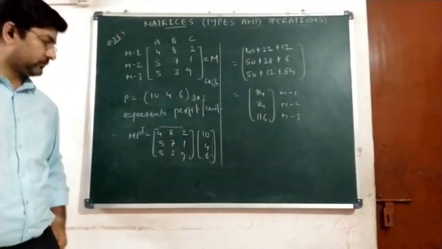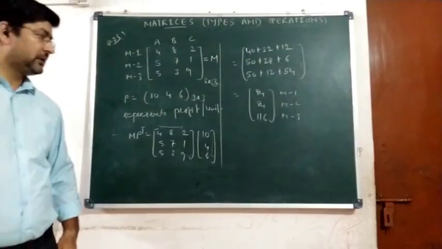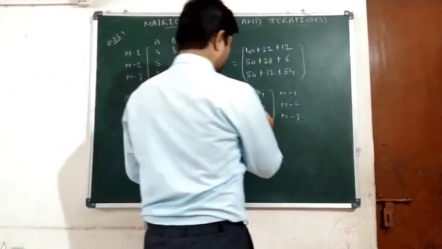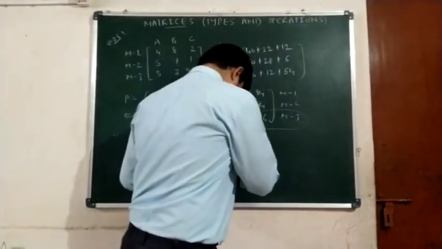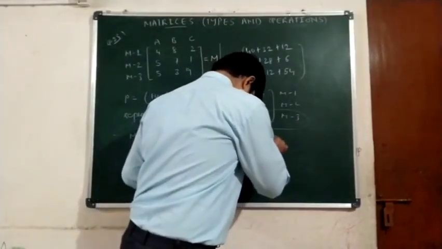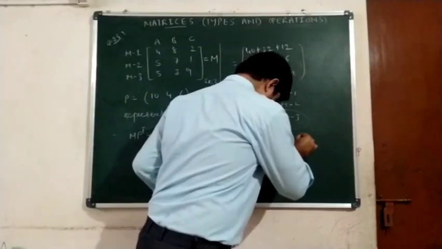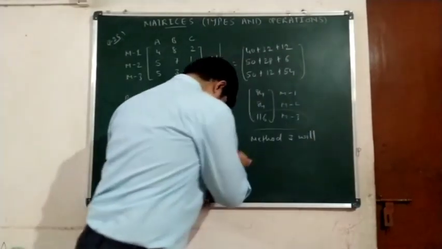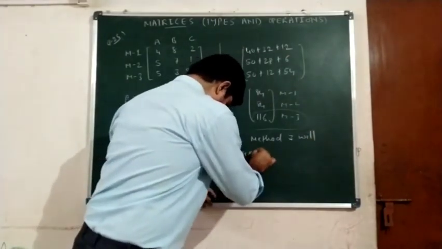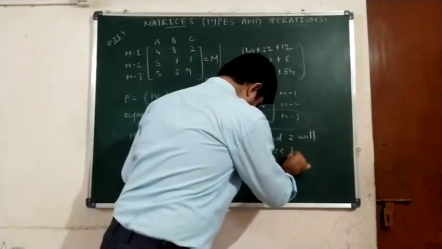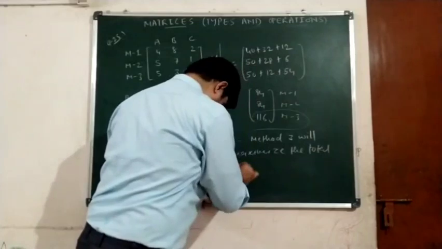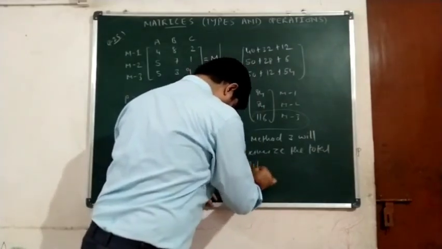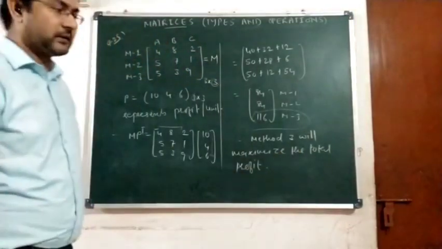Clear? So obviously you will notice that method 3 maximizes the total profit. Therefore your answer is, we will write down a statement that method 3 will maximize the total profit. This is the answer. Please note down.